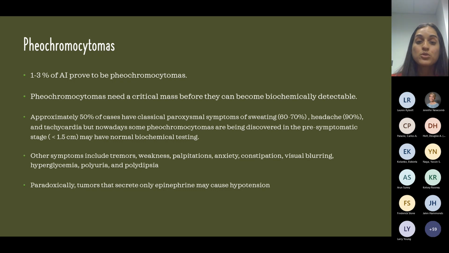Nowadays, we can have some pheochromocytomas that are discovered in the presymptomatic stage. Usually, these are smaller tumors, around 1.5 centimeters, and sometimes they can have normal biochemical testing. Other symptoms that the patient with pheochromocytoma can have include tremors, weakness, palpitations, anxiety, constipation, polyuria, or polydipsia. And there are some tumors that rarely secrete epinephrine, where the patient can have hypotension instead of hypertension.